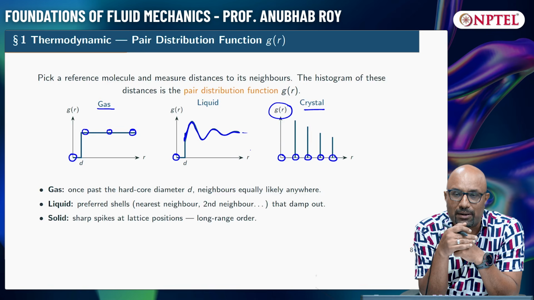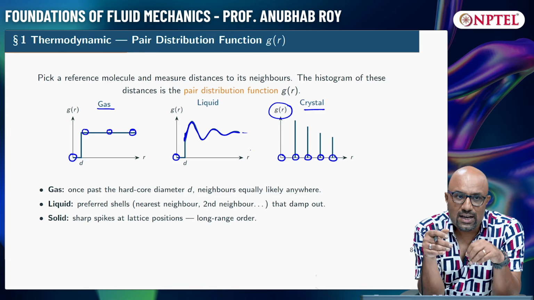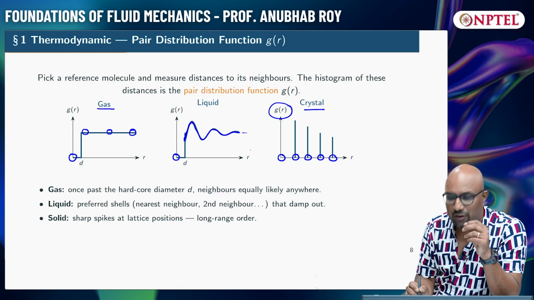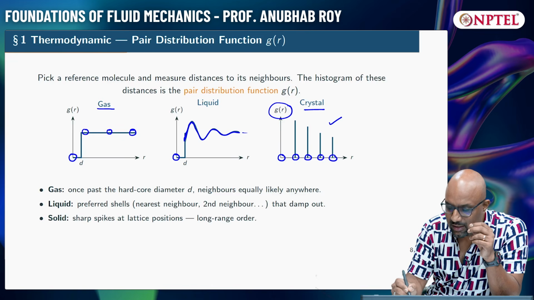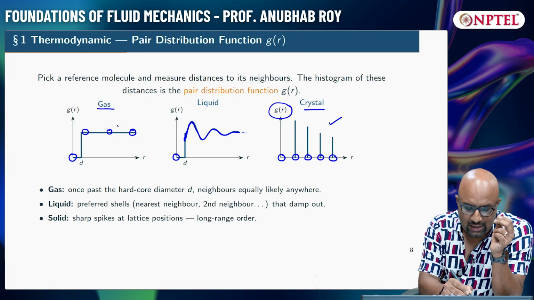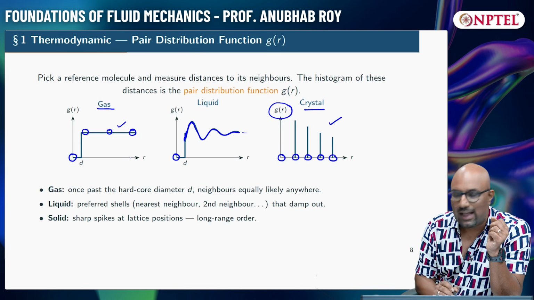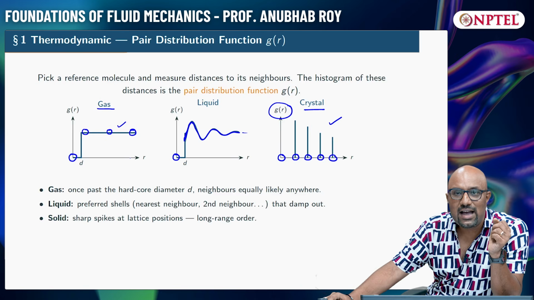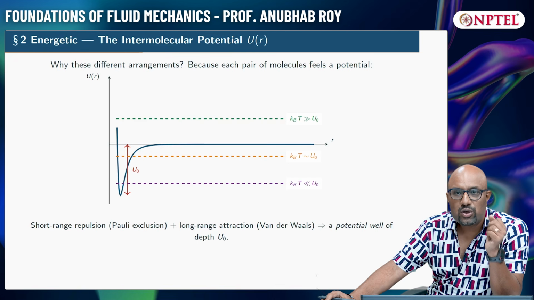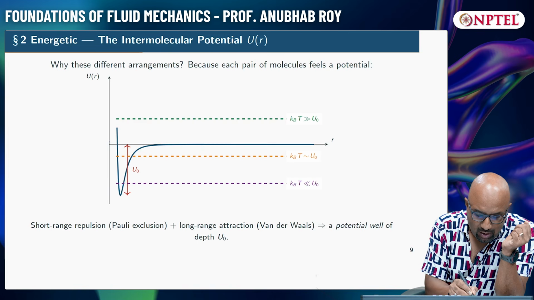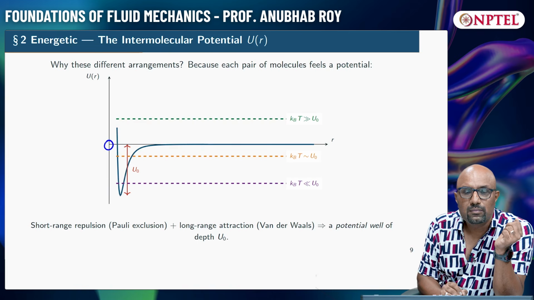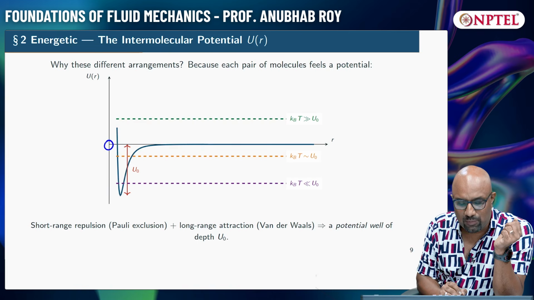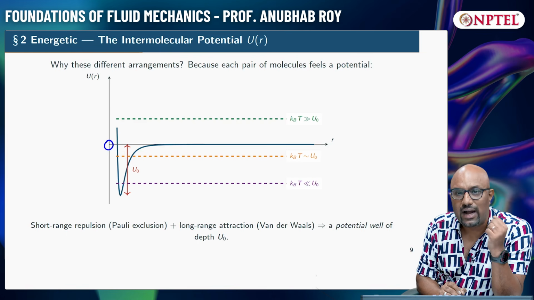Now, why does this happen? Why do you see these kind of sharp spikes for crystals and almost nothing for a gas? This is where the answer lies, in the energetics. So if you say, I have a gas molecule, and with respect to this gas molecule, I try to find out.